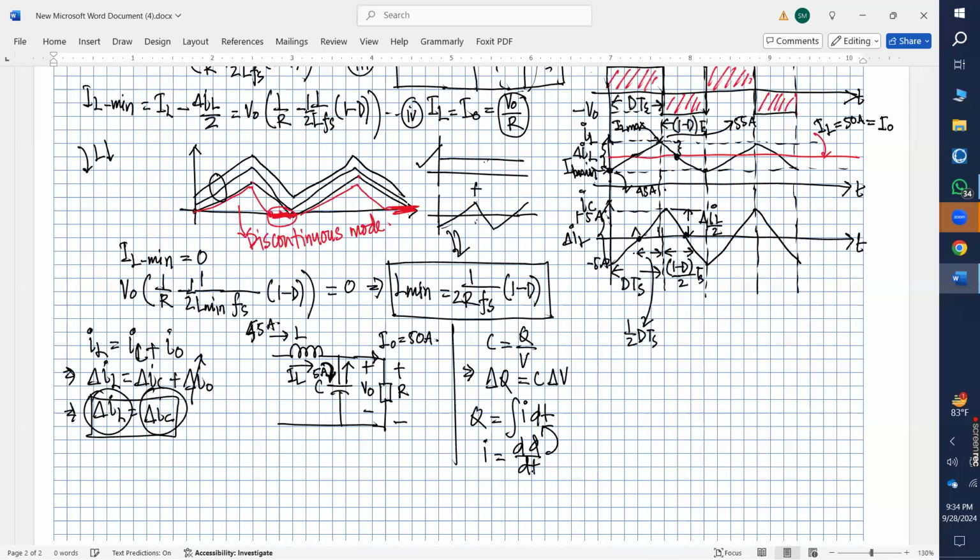So if we consider this A and B, what should be the length of AB? AB should be half into D multiplied by TS plus half into (1 minus D) multiplied by TS. So that gives you half multiplied by TS, right? Yes, sir.